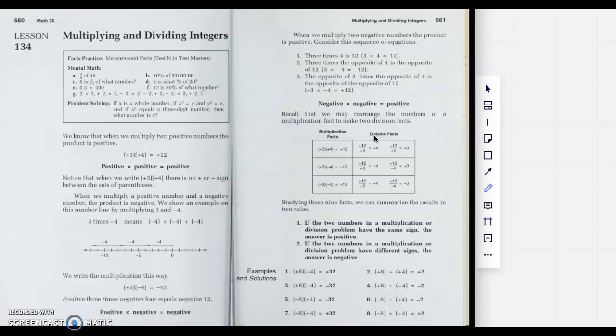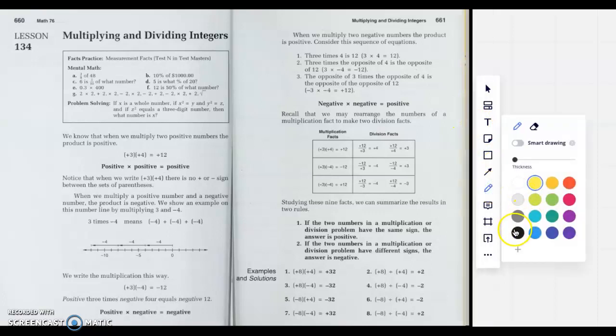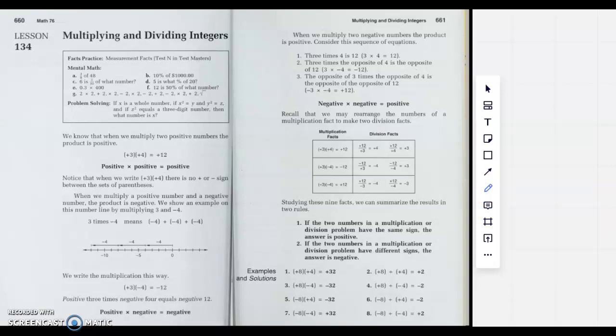So here's the big deal. There's this whole thing that you need to know and you need to memorize because you're going to do it forever in your math journey. We are going to talk about multiplying and dividing integers. And the rule here that's super important for you to remember is this. This is the whole video that we're going to do today.